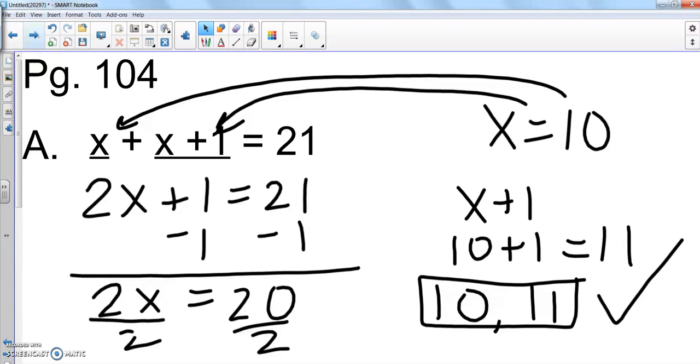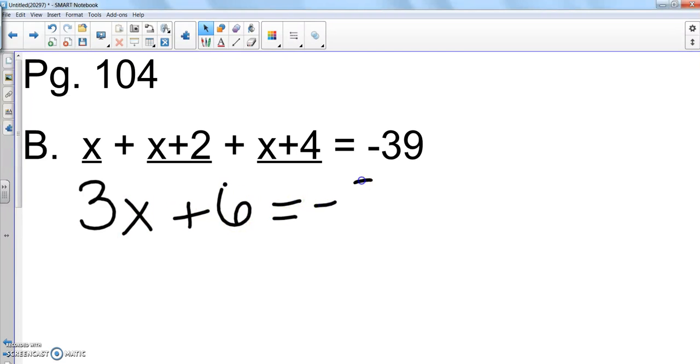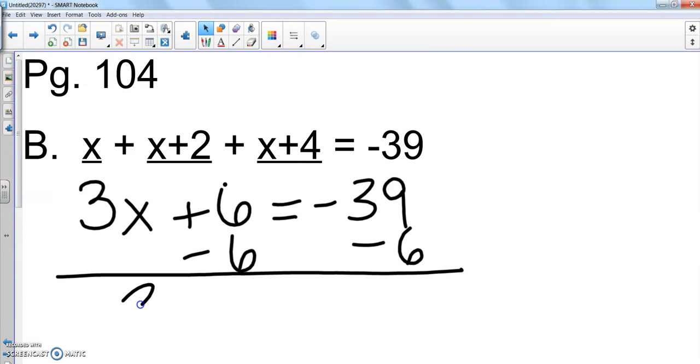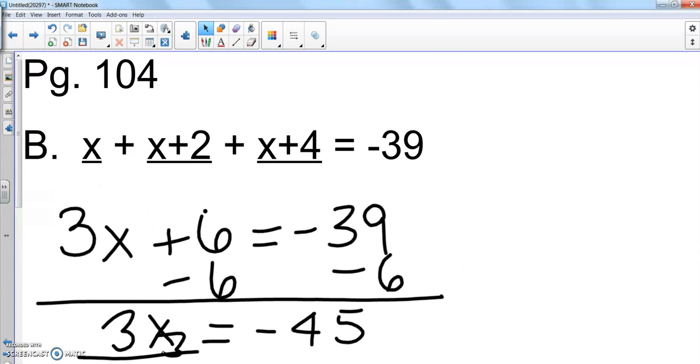Take this one over to page 104. We're going to copy it down and solve this one. So x plus x plus x is 3x. 2 plus 4 is 6, equals negative 39. All right, I'm going to keep solving. 3x equals negative 45. Divide by 3.